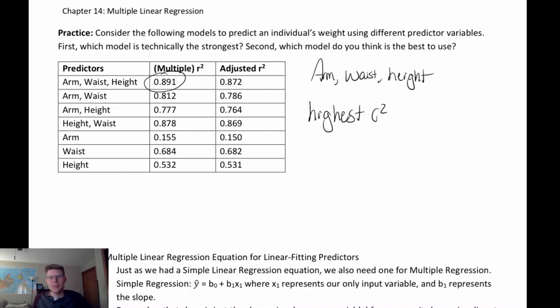The question is, though, are we concerned about something called overfitting? That's when, if we keep adding predictors, even if they're bad predictors, to a model, we might just begin modeling what we call the noise instead of the actual signal of that relationship.